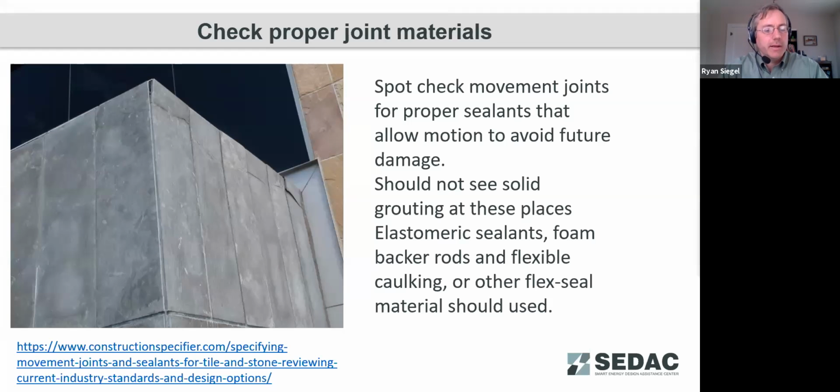Similarly, it's not uncommon to see people who are not as well versed in material science see a gap and just apply oodles and oodles of caulk to it and really build that up thick. The problem is when you end up with a thick block of caulking, it loses its elasticity. So making sure that we're using the backer rod such that we end up with that nice elastomeric sealant that's able to be flexible.